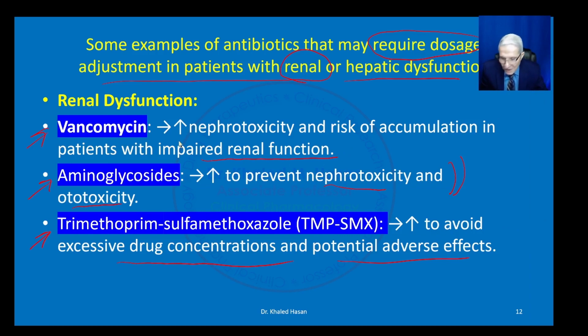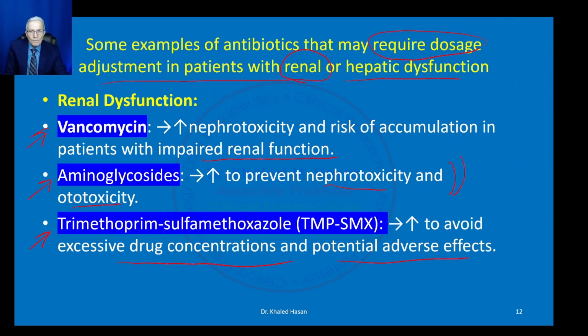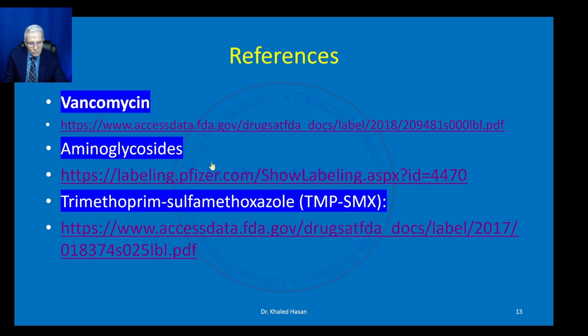Some examples of medications given to people suffering from renal dysfunction. We have 3 examples here: vancomycin, aminoglycoside, and trimethoprim sulfamethoxazole. Okay, we have the references here. We discussed all these 3 references with you.